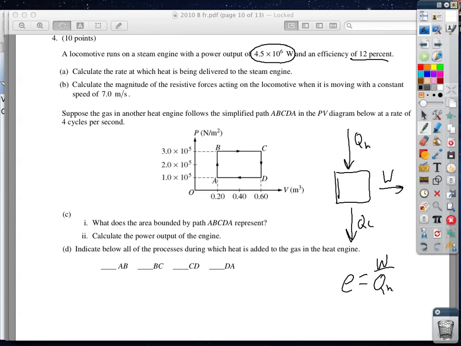Okay, so if we want to know the rate at which heat is being delivered to the steam engine, let's take a time period of 1 second.